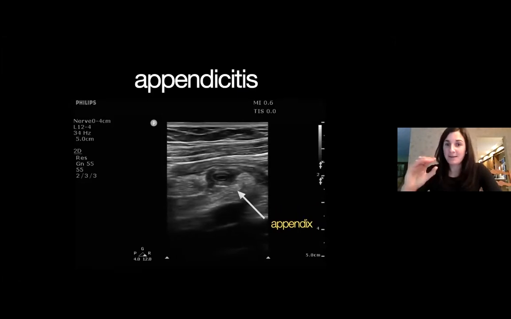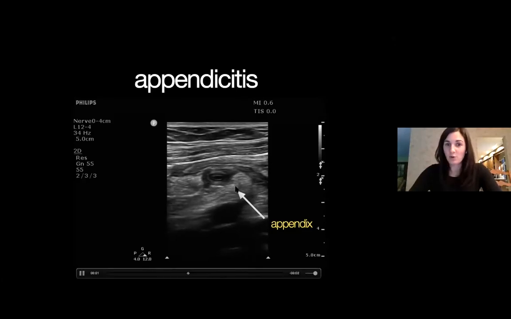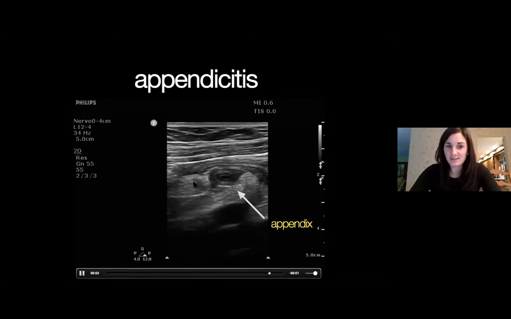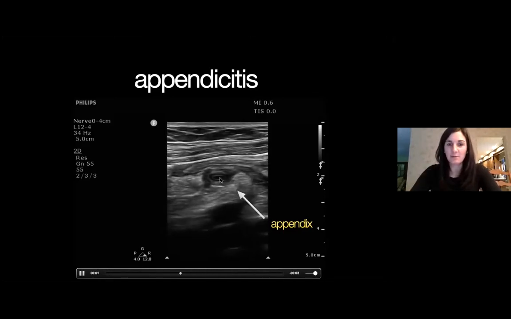And that's the same appendicitis, but in transverse, where it almost looks like a little target sign, right? And we can see that there's actually some infiltration of the fat surrounding it, but that's a little bit more advanced. And again, appreciate the iliac vessels.